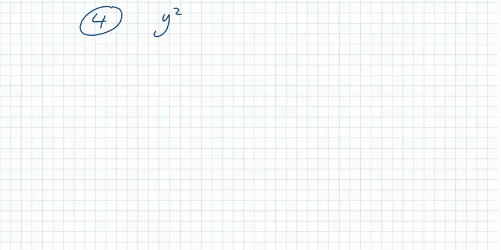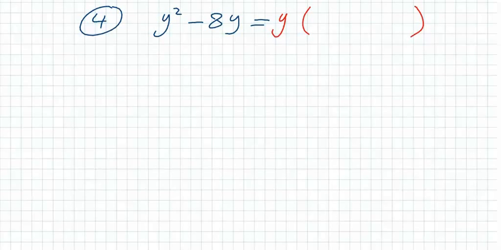y squared minus 8y. Let us try to factor this expression. We will look for the common factors in both terms. We can see that 1 and 8, the common factor for them is 1. No need to write it. y and y squared, we will take y to the power 1. Open your parentheses. Then y squared divided by y will be y. Minus 8y divided by y will be minus 8.